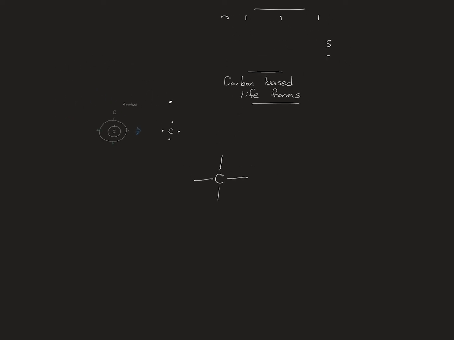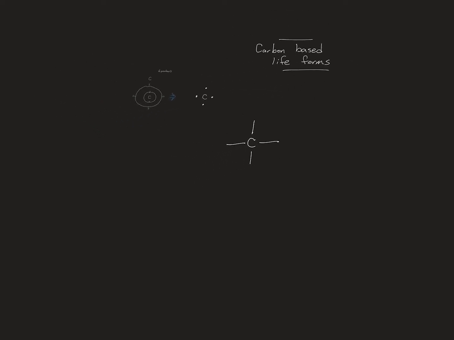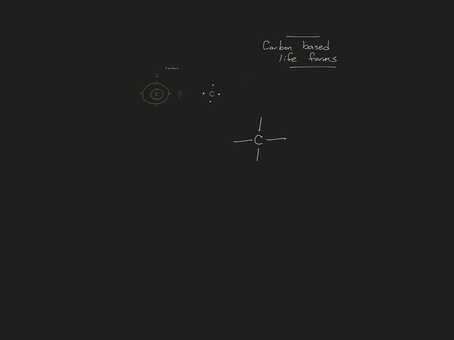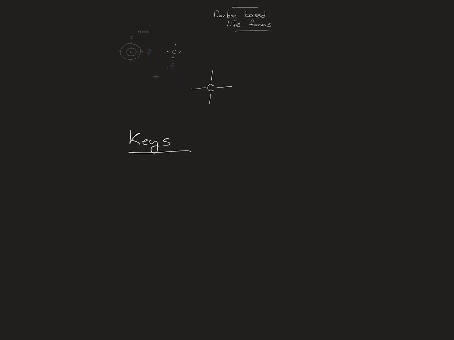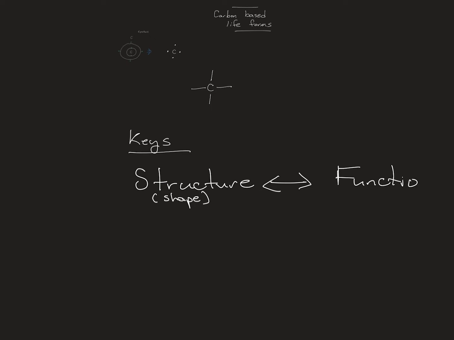So anyways, shapes are important. Shapes define the function. So there are some keys to biology, like there are keys to chemistry. And one of the keys to biology is that structure, that's shape, helps define function.